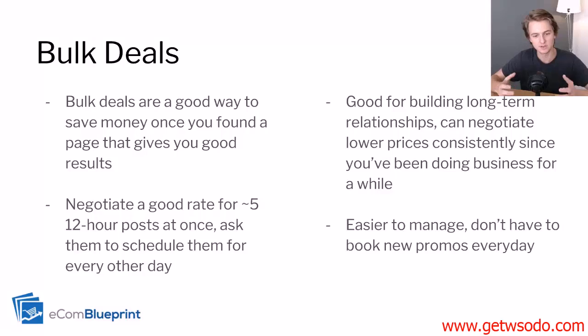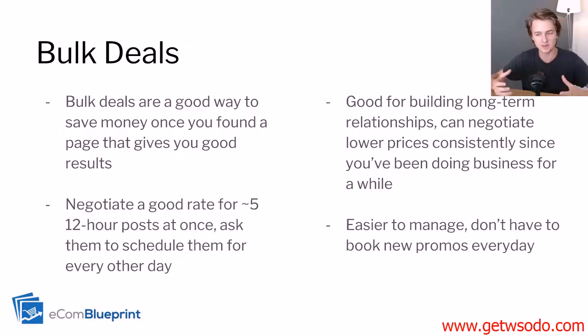Now, bulk deals. Bulk deals are a great way to save money once you've found a page that gives you good results. And so you definitely want to make bulk deals with the best pages that you find. So usually I'll negotiate a good rate for 5 posts at once. And you can really cut down the price. So if you paid like $100 for one post, you could pay like $60 times 5, so $300 for 5, and so you basically get 2 free.